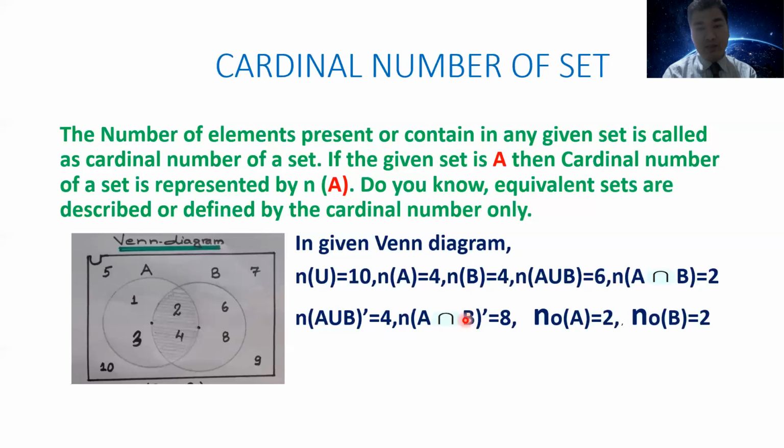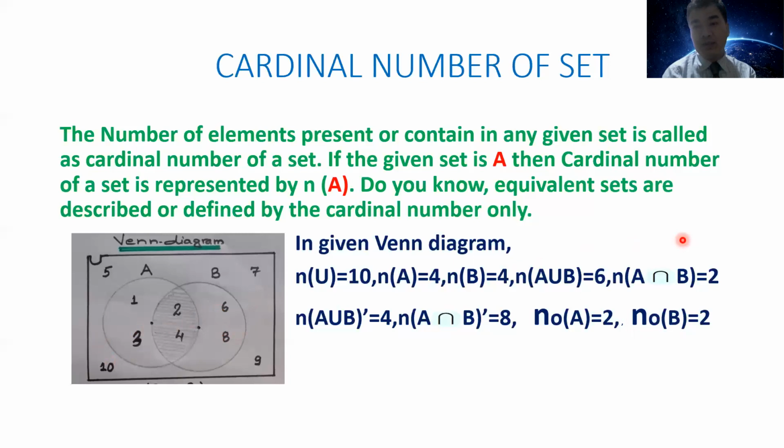And A intersection B complement means what? Except this 2, 4, except A intersection B, how many others are there? 1, 2, 3, 4, 5, 6, 7, 8. That's why n(A intersection B complement) equals 8. Similarly, only A means inside only A, what is there? 1 and 3. This is only A, that is 2. And only B also there are 2, look, 6, 8. These 2 elements only. That's why the cardinal number of only B is also 2. Like this, we find the cardinal number of the given sets.